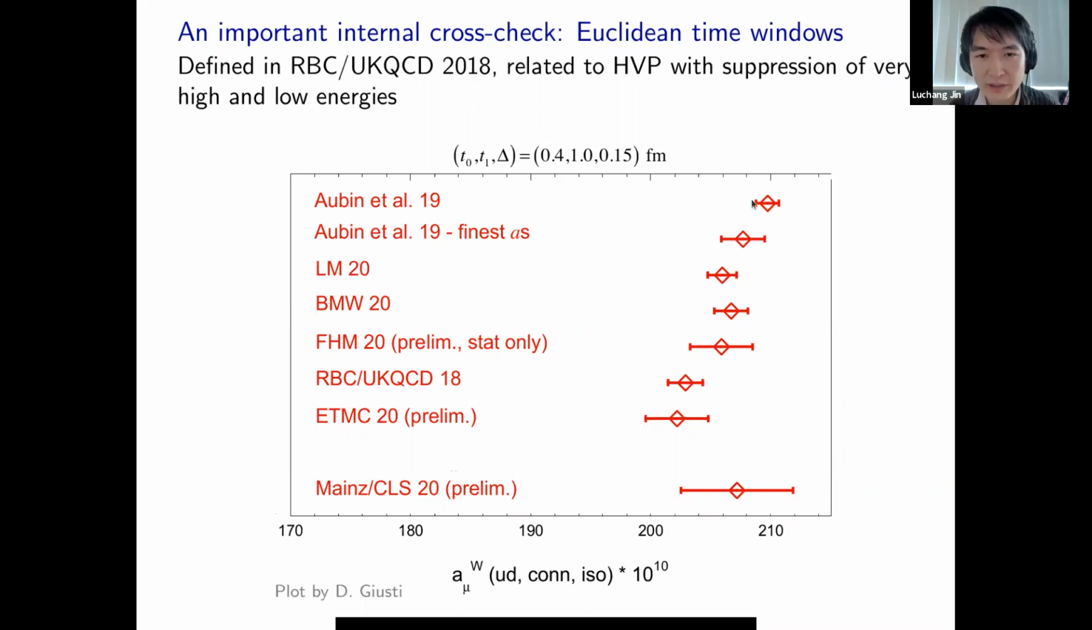So this is a comparison on the windows. You can already see there's some tensions. Among the lattice groups, things do not agree perfectly yet. And all the groups, for example, RBC/UKQCD, are trying very hard to improve these windows, and we are planning, hopefully, to publish the new window values in the next few months.